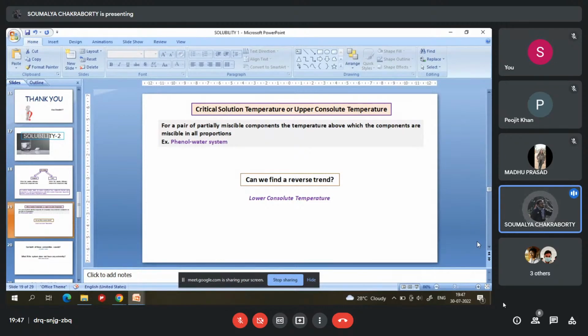So now the question is, can we find a reverse trend? Can we find a lower consolute temperature when the same phenomenon will happen if we reduce the temperature? In the previous scenario, we were increasing the temperature and we were getting a particular temperature beyond which two immiscible liquids were completely miscible at all the proportions. So basically they were forming a completely miscible liquid. In this case, we will cool the temperature, and beyond a particular temperature, at all proportions, these two liquids will be completely miscible. Can we find such a trend? That is called lower consolute temperature. Any idea about that?